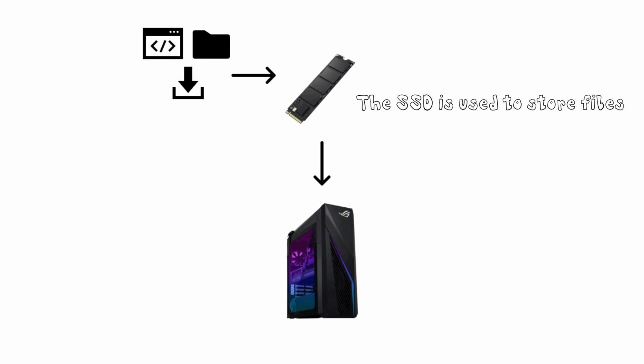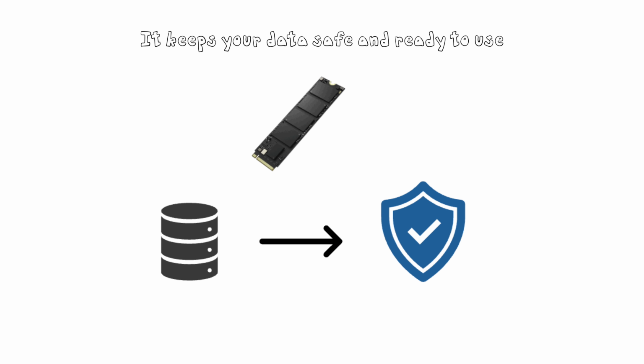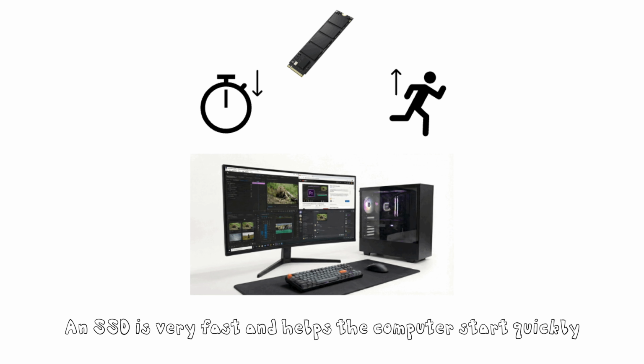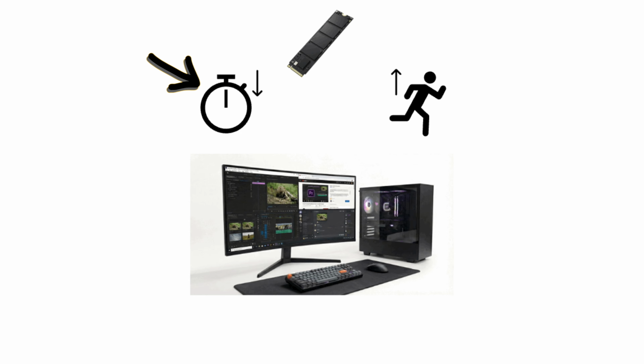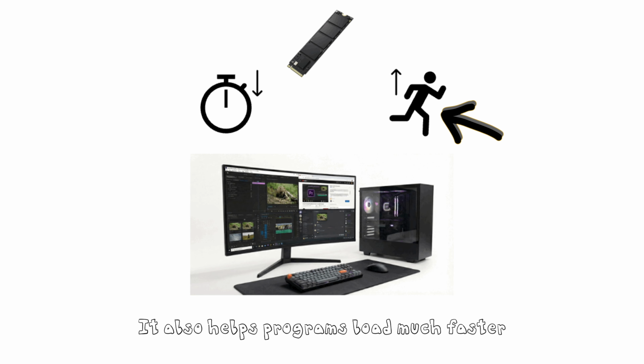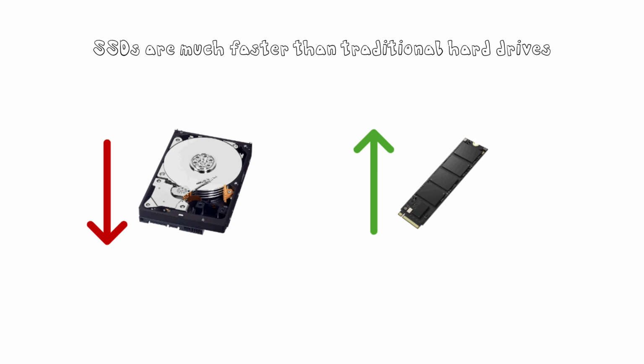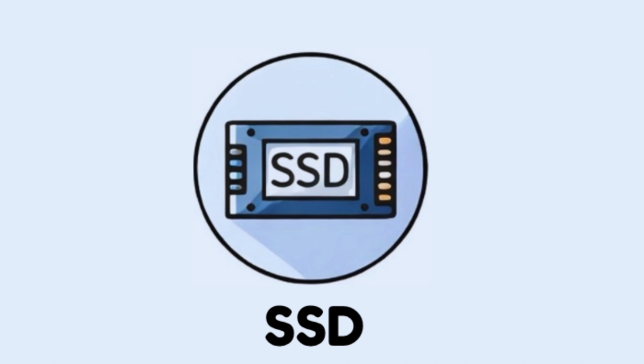SSD. The SSD is used to store files and programs inside the computer. It keeps your data safe and ready to use. An SSD is very fast and helps the computer start quickly. It also helps programs load much faster. SSDs are much faster than traditional hard drives.